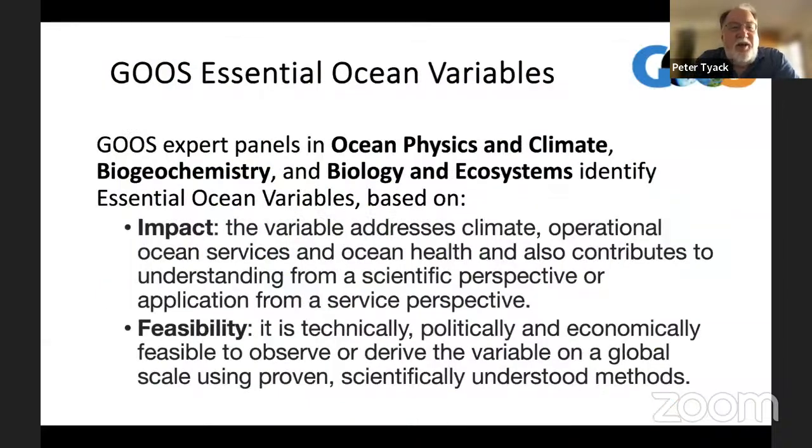How about the decision about what you need to measure for this kind of large-scale system? Goose has expert panels in 3 areas linked to those societal issues: in ocean physics and climate, biogeochemistry, and biology and ecosystems. Each one of these panels identifies the essential ocean variables in their area. Depending on the impact, the variable has to address these issues and also contribute to understanding from a scientific perspective, or the application of them from the issue of a service for the societal issues. And it has to be technically, politically, and economically feasible to make the observations.